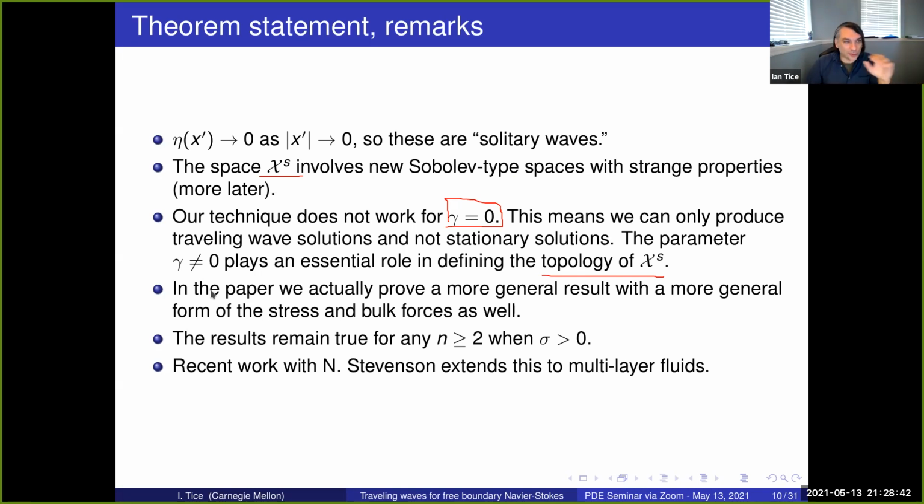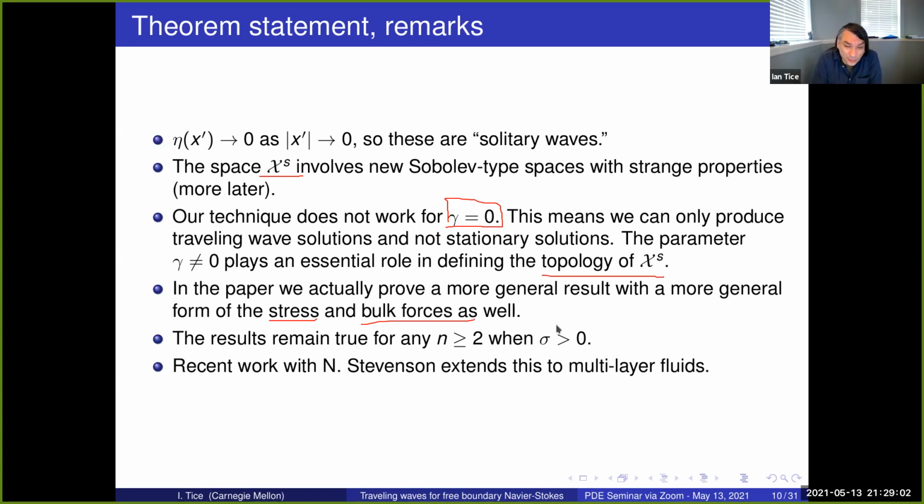Let me also mention, the result I told you on the previous page is just a special case of what we prove, meant to make the exposition simpler in this talk. In the actual paper, we prove a more general result that has a more general version of the stress and also has bulk forces, but it's more difficult to write down in that case.